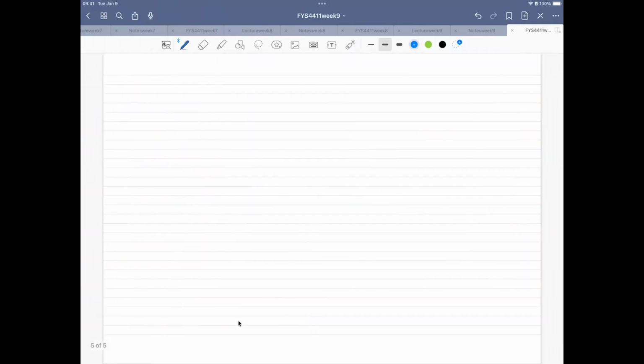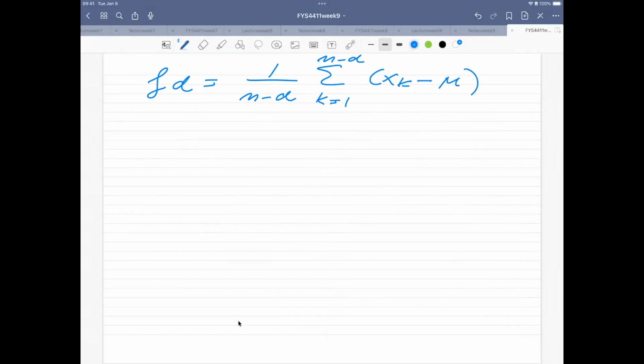And this function f of d was defined as 1 divided by n minus d. And then we have a sum which goes from k equal 1 up to n minus d. And this was given by x of k minus mu here, multiplied with x of k plus d minus mu. So what we did was simply to define this L as k plus d.